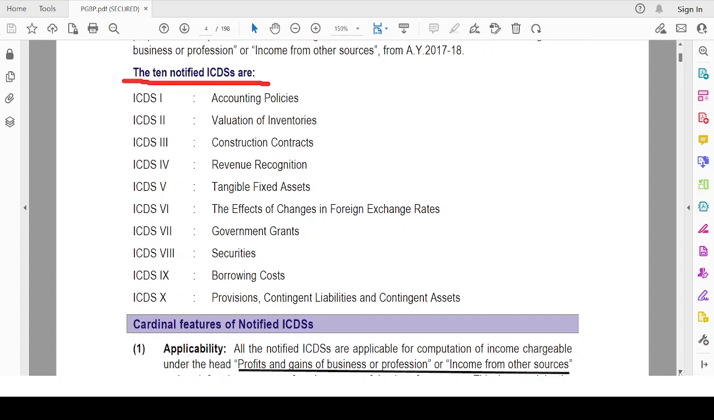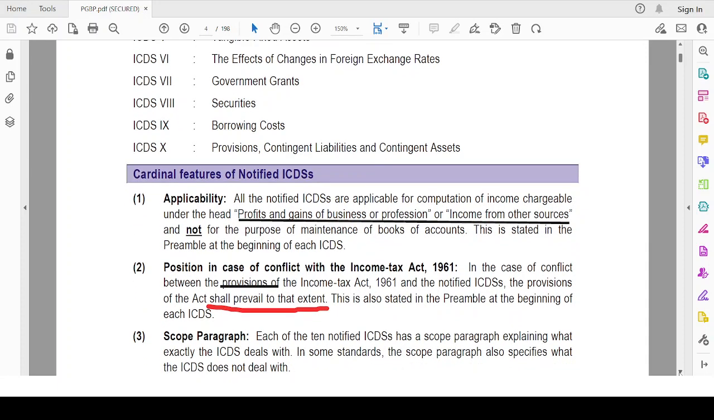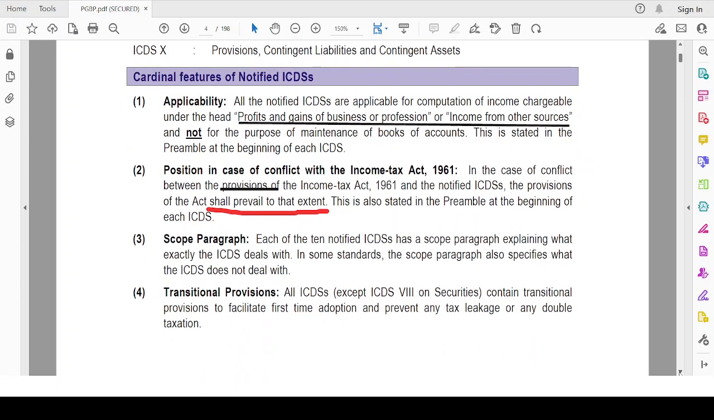Now, it is applicable only for the computation of income under PGBP or income from other sources, and not for maintenance of books. Books you maintain however you want. But while disclosing or computing the income tax, you have to follow these standards. Whenever there is a conflict between the provisions of the Income Tax Act and the ICDS, the provisions of the Act will prevail. This is also clearly mentioned.